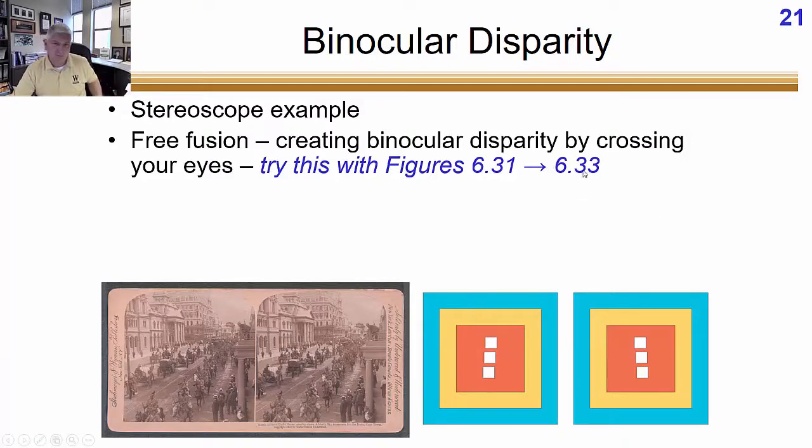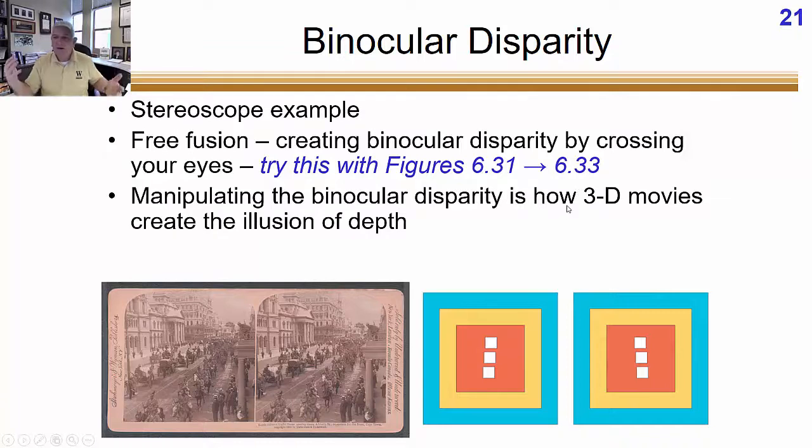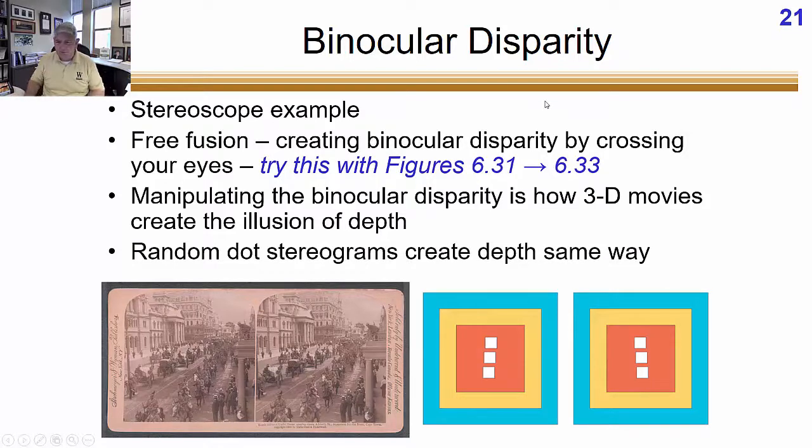And there's a couple of examples of this, right? This is how 3D movies create the illusion of depth. You have to wear those glasses. Those glasses have polarizing lenses in them, and so you're actually seeing two slightly different images in each eye based on the polarized light. Random dot stereograms create depth the same way, and we'll talk about how that happens in just a minute when we talk about corresponding retinal points on the retina.